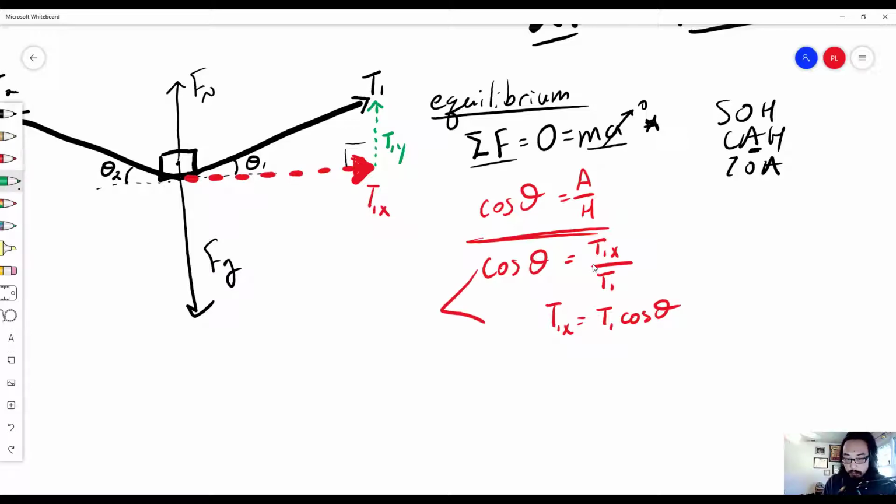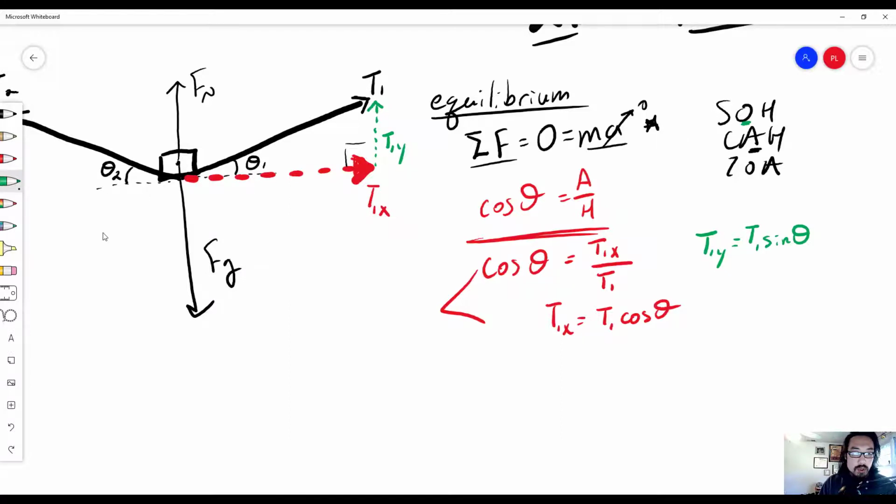Now I'll take a shortcut here for T1y because once you do enough of these, you start to see a pattern. The pattern is you want to identify the trig function. So here T1y is opposite of this angle. So opposite is sine. So we have the sine of theta, and in front of it, we always put in the hypotenuse. In this case, it's T1.